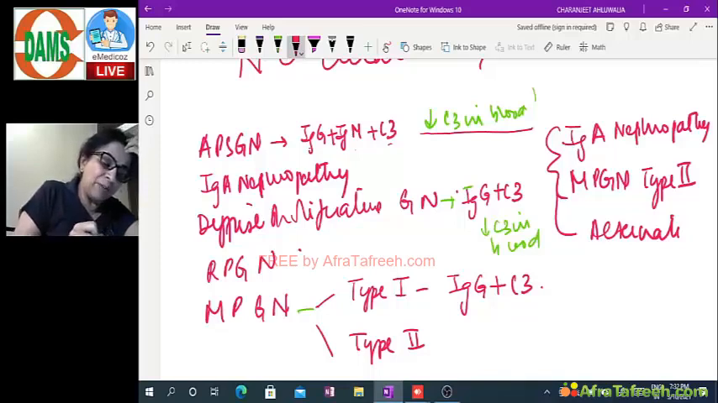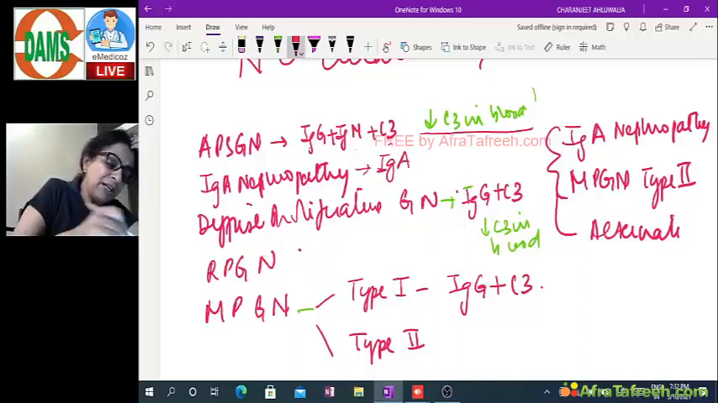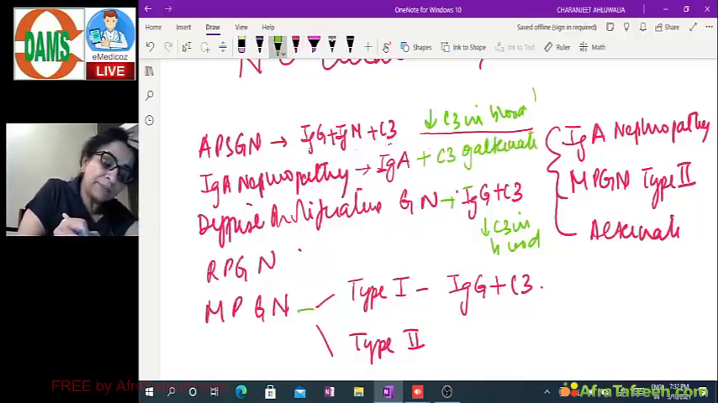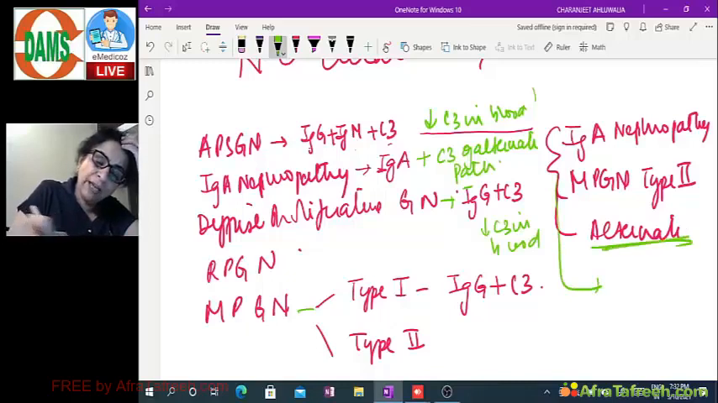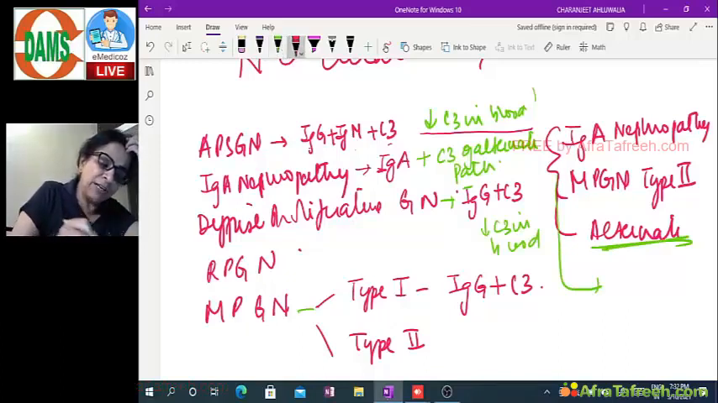Now in IgA nephropathy, what do the deposits contain? They contain IgA antibody. The deposits are mesangial in location. They contain IgA plus C3 of the alternate pathway. There are two diseases in which the alternate pathway is activated: IgA nephropathy and MPGN type 3. So in IgA nephropathy, on immunofluorescence, you get IgA antibody plus C3 of alternate pathway.